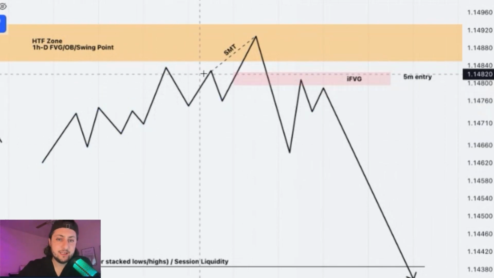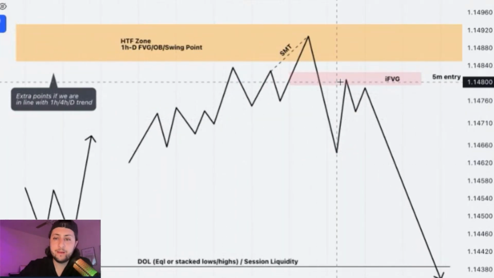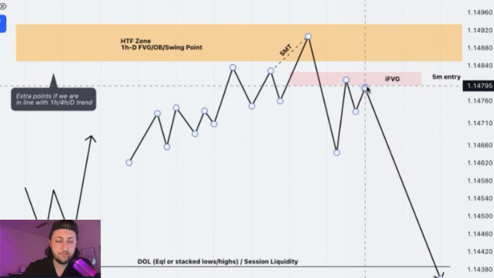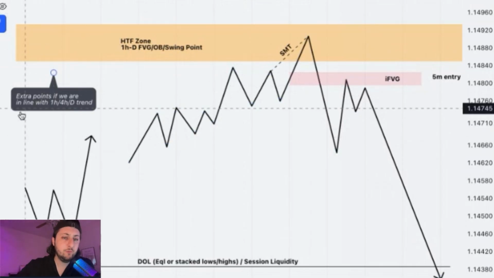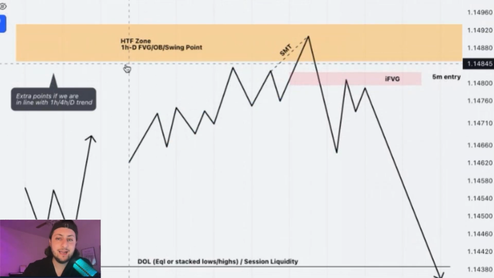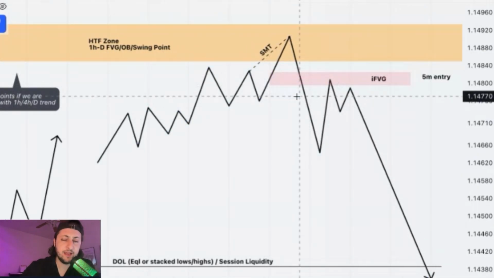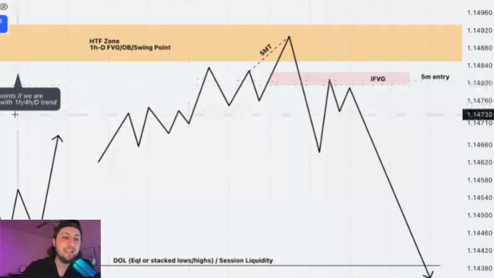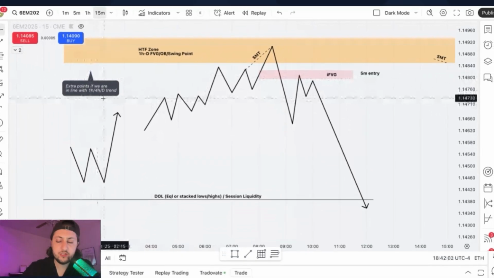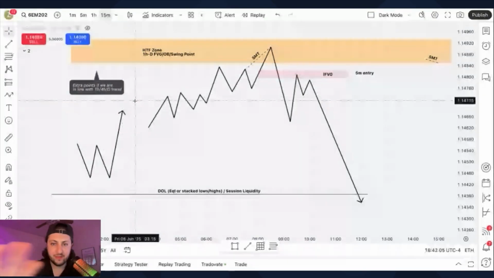When the market is in this uptrend, oh, you know what? Before we get into that setup, the inversion fair value gap part, I do want to go over this real quick. When looking at the high time frame zone, because this looks like a reversal setup, right? Doesn't always technically have to be a reversal. If you see right here, I say extra points if we are in line with the trend. So I know from this standpoint, this looks like a reversal.